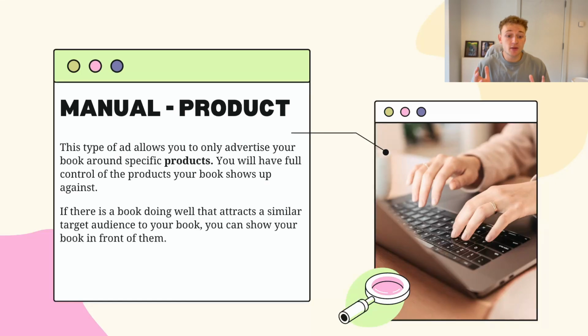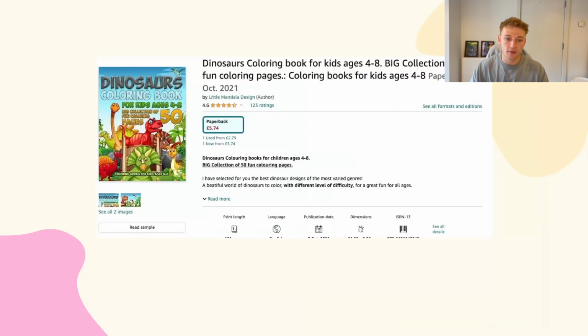So basically, if there is a book doing well that attracts a similar kind of audience to your book, you can show your book in front of them. So if you had another dinosaur coloring book that someone else had made that was really, really good and was getting loads and loads of sales, you could tell that from a very low BSR, you might want your book to show up against that book too, because the audience that are going to be interested in that book are also going to be really interested in yours. So that's the whole point of product ads, is trying to steal some traffic away from other books that are performing really well.